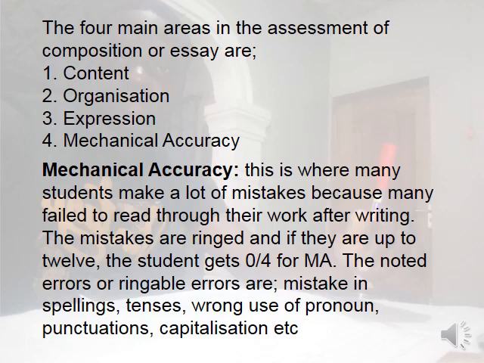Now let's continue. The mistakes are ranked, and if they are up to 12, a student gets 0 out of 4 for mechanical accuracy. The noted errors, or rankable errors, are mistakes in spellings, tenses, wrong use of pronouns, punctuation, capitalization, and so on and so forth. All these errors listed here are the most common errors that we see whenever we mark your write-up.